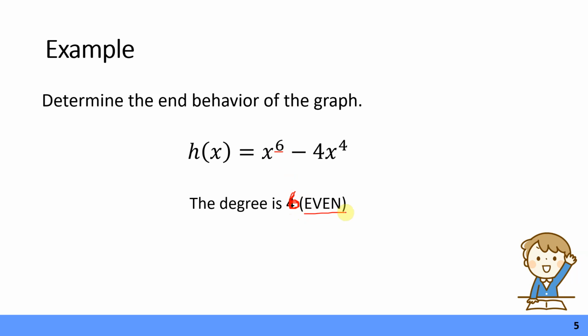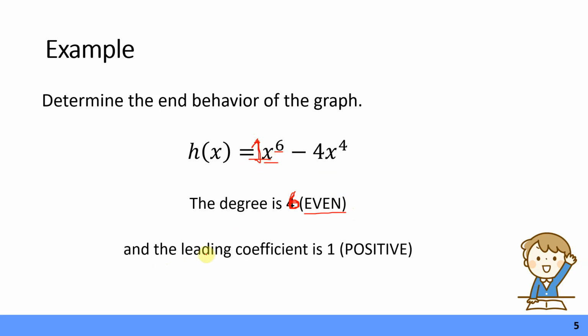Now we still have to look at one more thing: the leading coefficient. The leading coefficient is the number in front of the highest term. So this right here is the highest term because that's the one with the highest exponent. The leading coefficient is the number in the front. If there's no number, it's an invisible 1. So the leading coefficient is 1, which is positive, right? It doesn't have a negative sign.